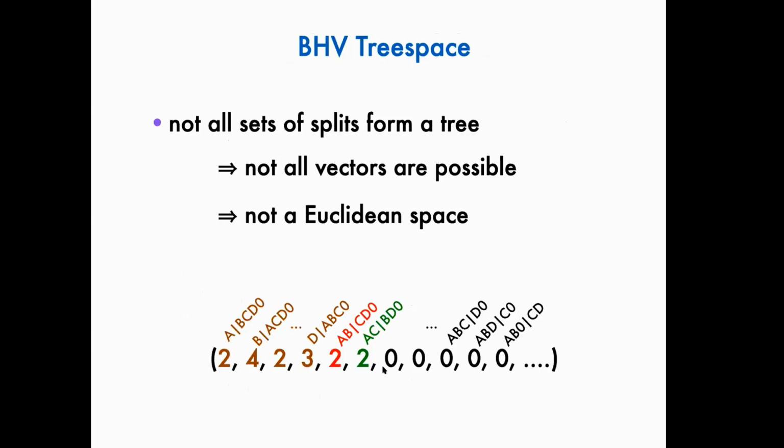So in particular, if these 2 splits, AB split off from everything and AC split off from everything, are incompatible, it means they can never both be positive in the same vector. So not all vectors are possible. And our tree space is only those vectors that actually correspond to trees. And that's why it's not a Euclidean space, because if we're thinking of this as roughly a 2 to the n vector space, there's some little adjustment there, we're missing huge chunks of it.